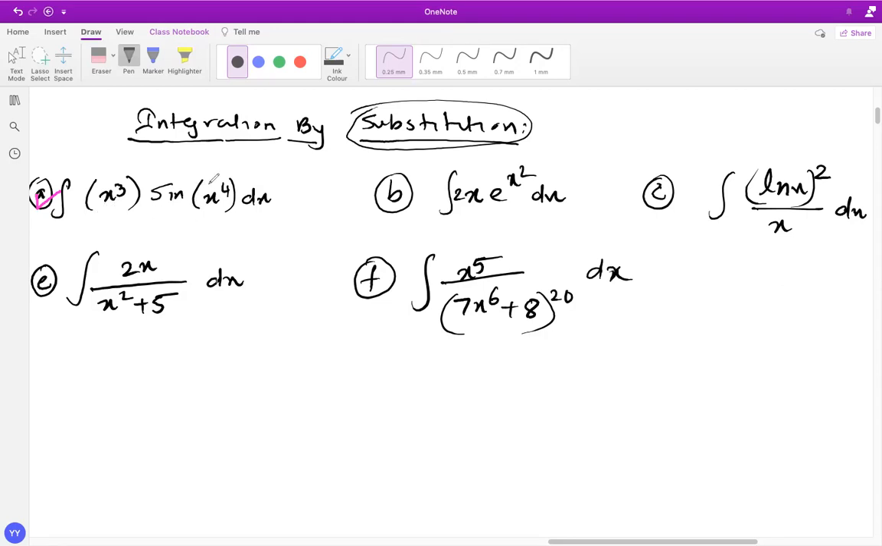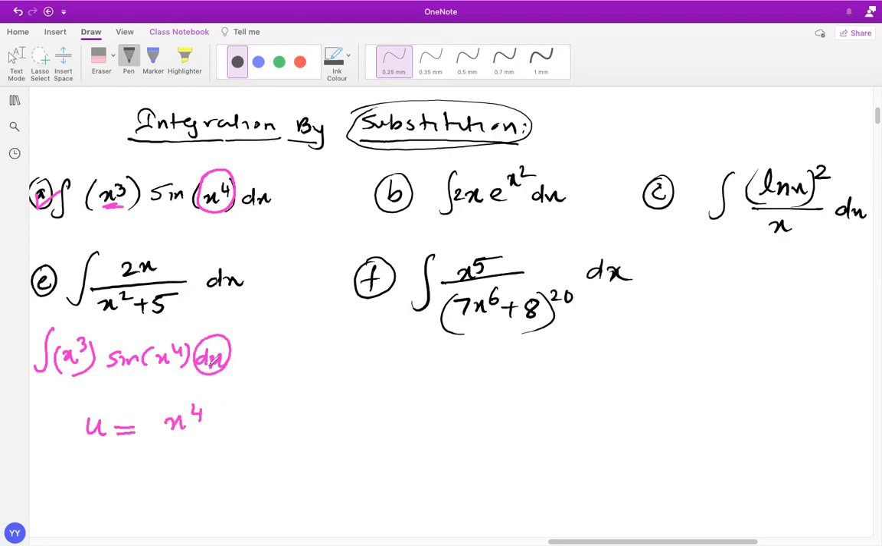Now here, the substitution that you look forward to do is that, okay, if I take x to the power 4, at least its derivative is there here. Now similarly, the next step is that, once I figure out the substitution that I need to do, so let's say sine x raised to 4 dx here. Now let's take u as x to the power 4.